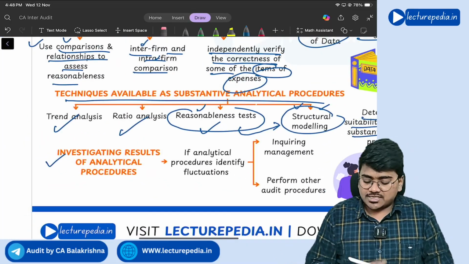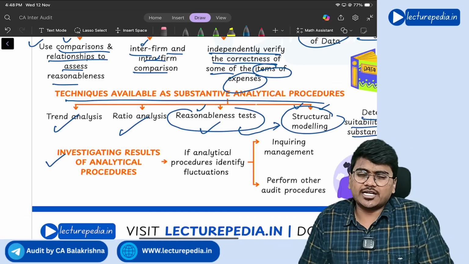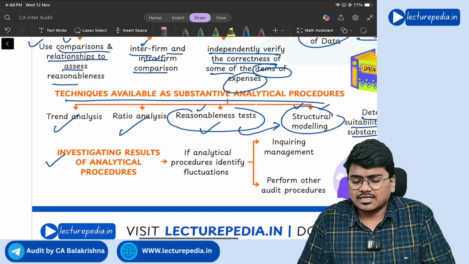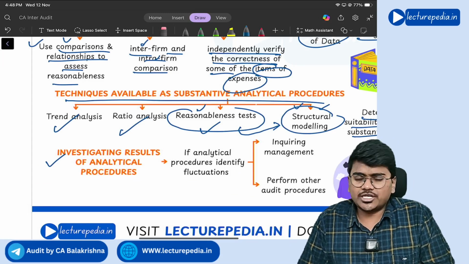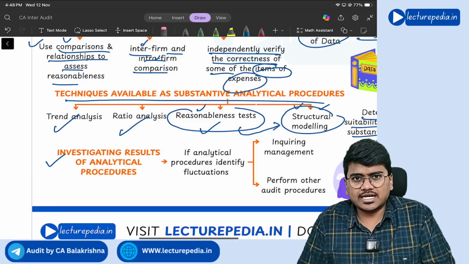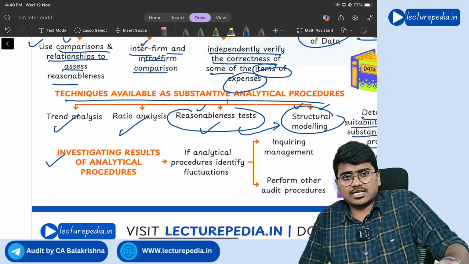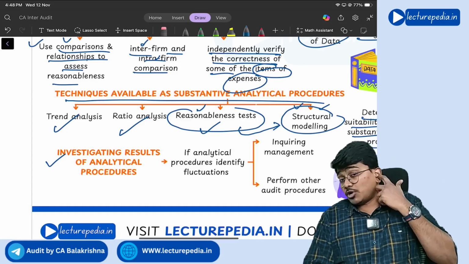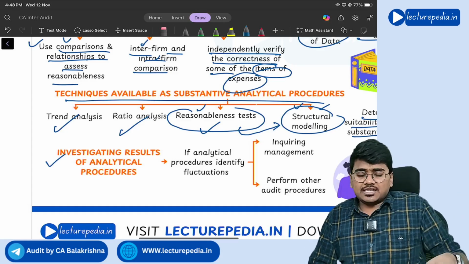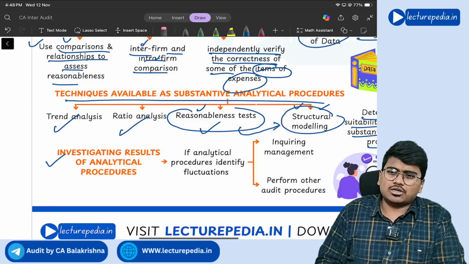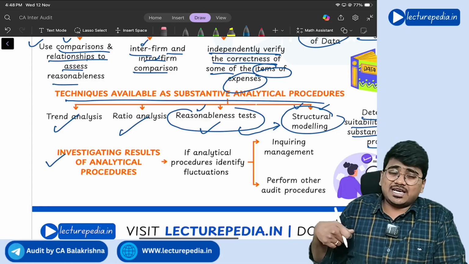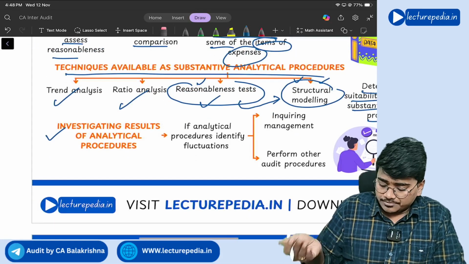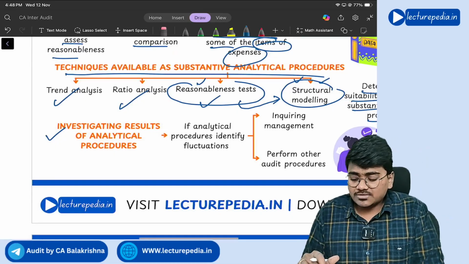Next, investigating results of analytical procedure. Just like an external confirmation procedure doesn't get completed by just sending the request, you should analyze the request responses received, correct? Just like that, in case of analytical procedure also, you need to analyze the results.